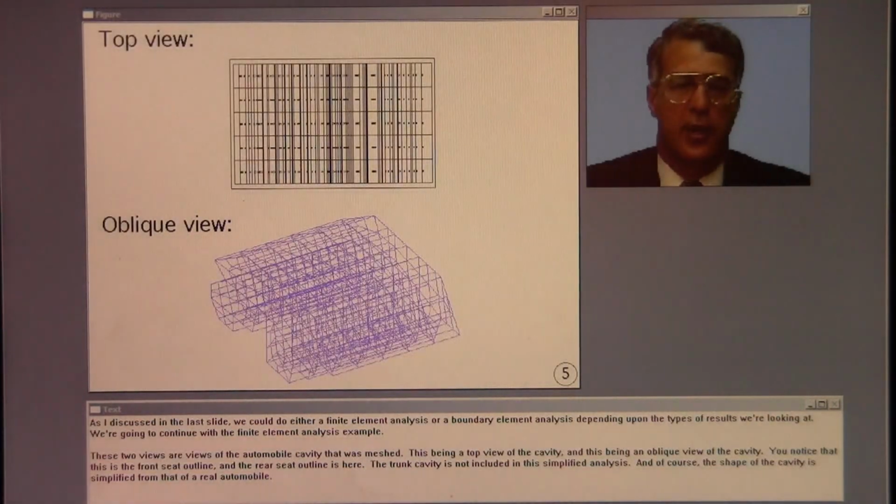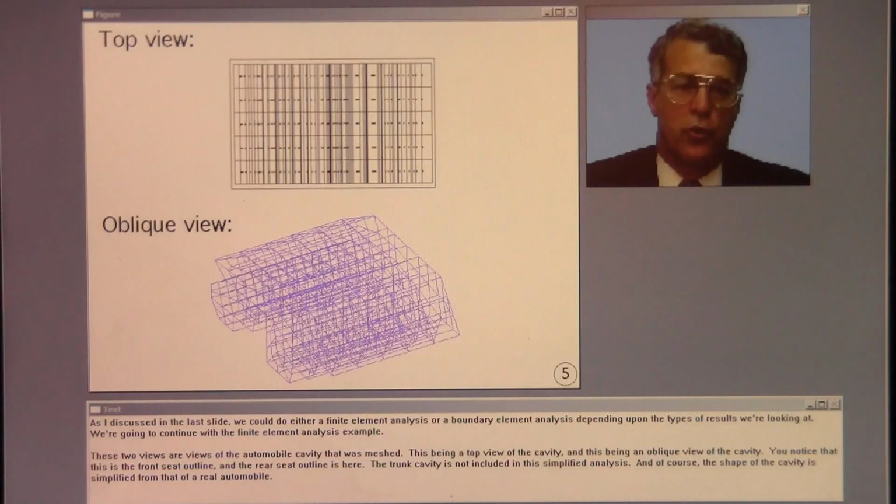As I discussed in the last slide, we could do either a finite element analysis or a boundary element analysis depending upon the types of results we're looking at. We're going to continue with the finite element analysis example.